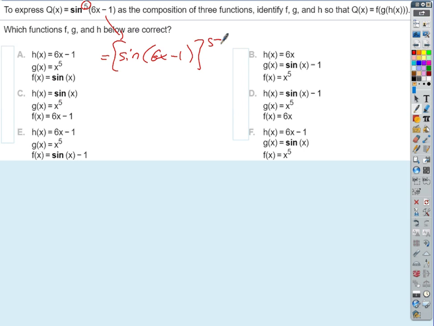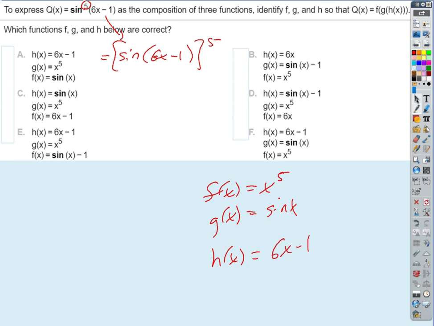So now I ask you again, what's the outside function? What's f? It's the input to the 5th, so f of x has to be x to the 5th. What's the next level in? What's g of x? Sine of the input, so g of x would be sine of x. And then finally, the inside function is h. If I look completely inside, I've just got 6x minus 1. Okay, is that right there?